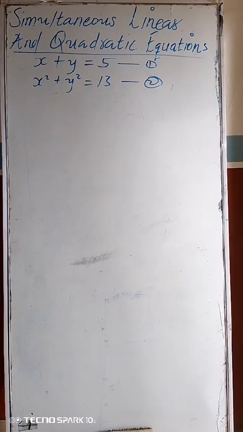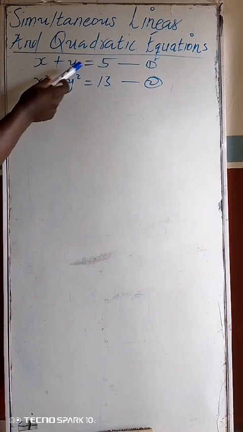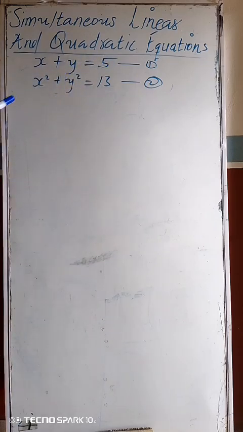We are going to look at simultaneous linear and quadratic equations. The question that we have is: find the truth set of the simultaneous equations. For the linear we have x plus y is equal to 5, and for the quadratic we have x squared plus y squared is equal to 13 as our equation 2.